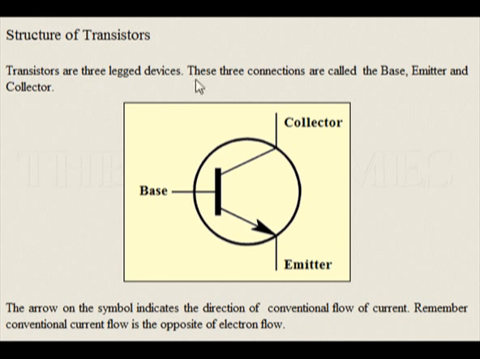Transistors are three-legged devices. These three connections are called the base, emitter, and collector. The arrow on the symbol indicates the direction of conventional flow of current. Remember, conventional current flow is the opposite of electron flow.